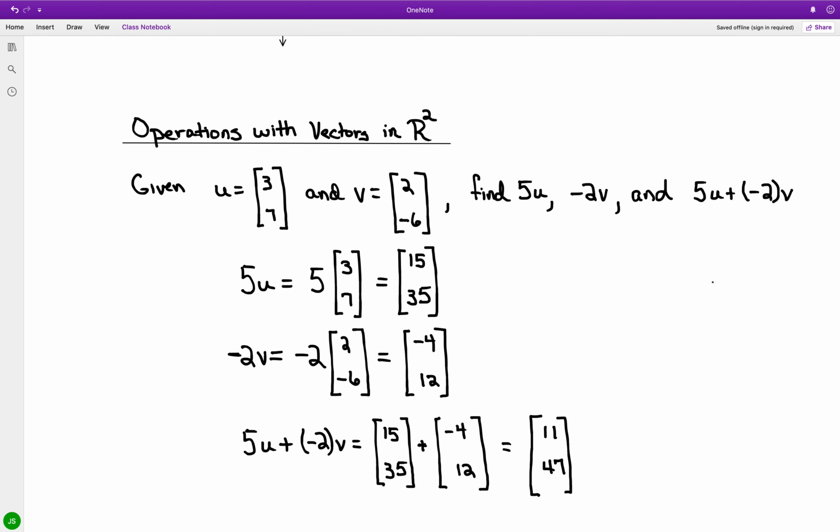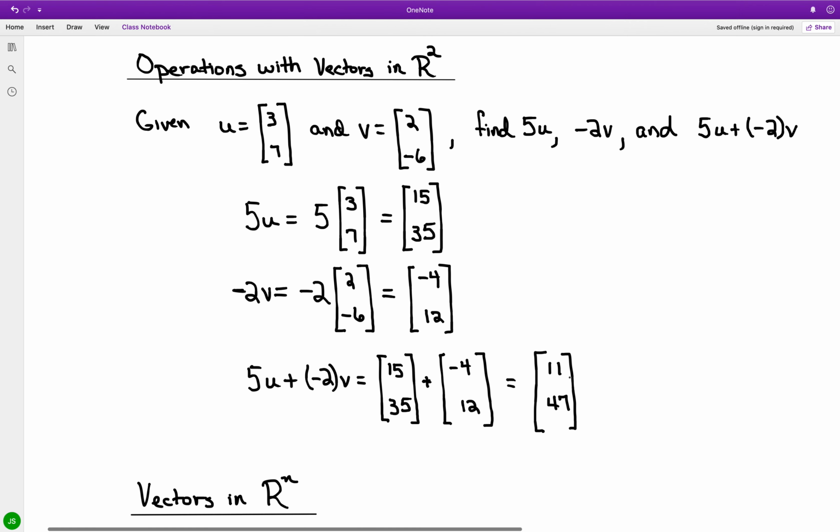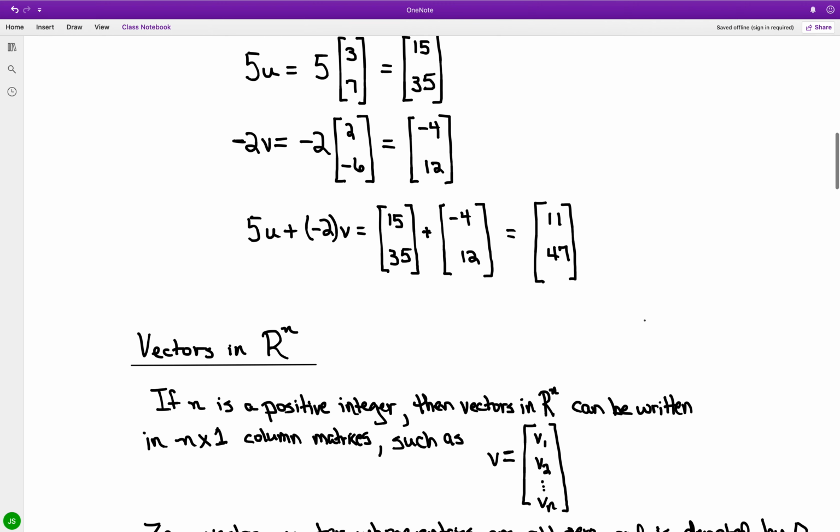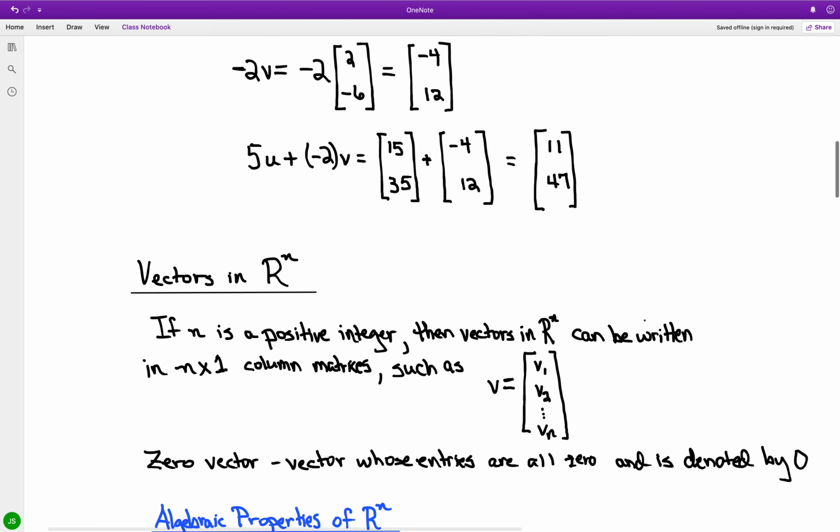And if I were to add together the vectors 5u and -2v, so we already have 5u and -2v stored, and adding together, for the outcome for the sum of these vectors, we have the overall projected vector at 11, 47.